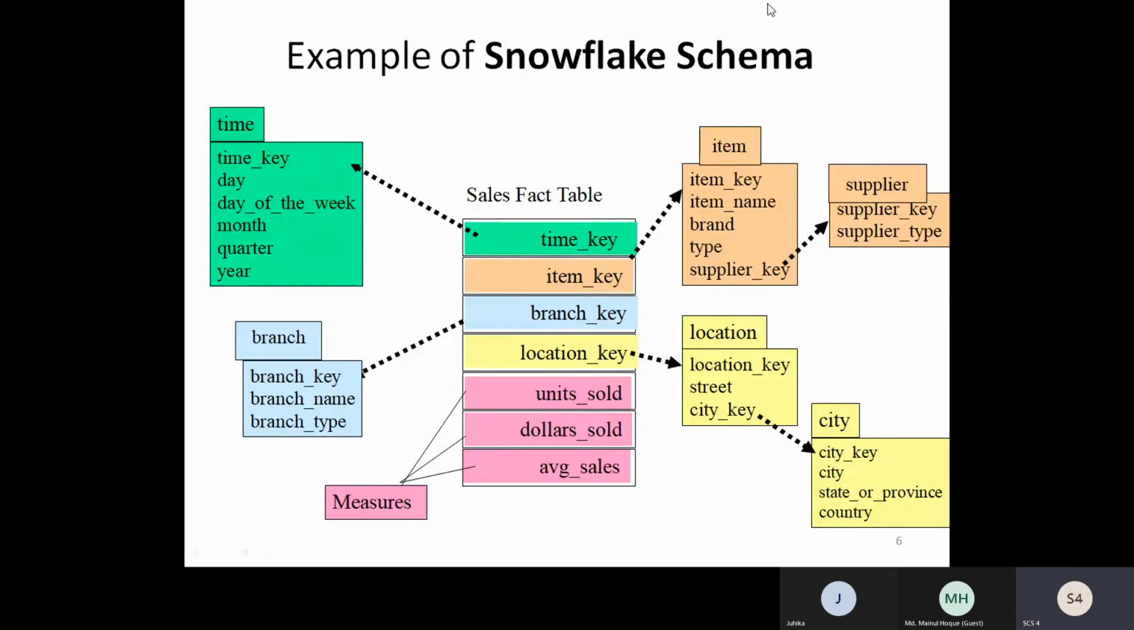From the item key, what do we have? The item table is connected to this fact table, right? Again, from that item table, we have placed the supplier key. आइटम टेबल के अंदर हमने क्या प्लेस किया है, यहाँ पे सप्लायर की. और उस सप्लायर की के जरिए आप क्या ये कर सकते हो, you can connect the supplier table.